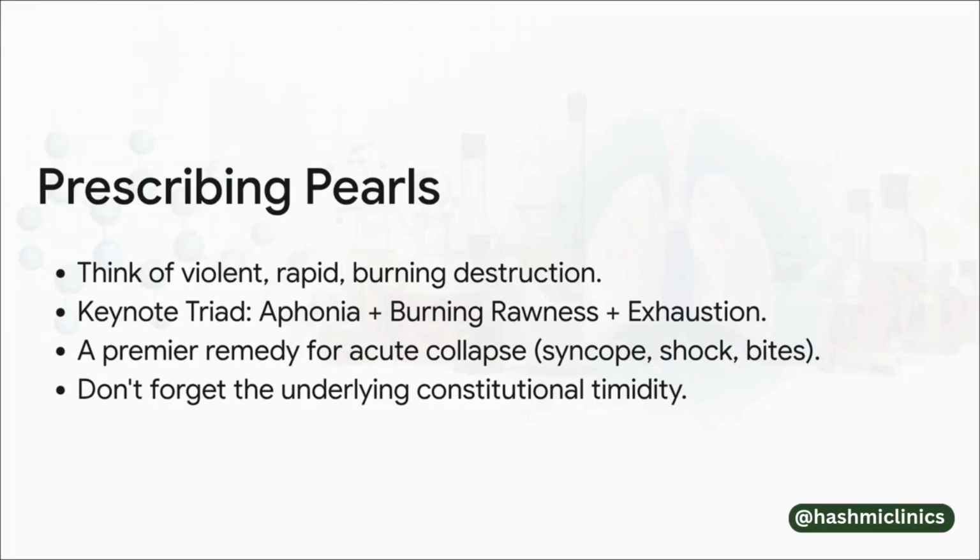So let's wrap it all up with 4 prescribing pearls to take with you. Number 1, always think of violent, rapid, burning destruction. That's its signature. Number 2, memorize this keynote triad. Loss of voice, burning rawness, and total exhaustion. It's gold. Number 3, anytime you have a case of acute collapse, whether it's from fainting, shock, or a bite, this remedy has to be on your short list. And finally, number 4, don't forget the patient behind the crisis. Even in these violent situations, the underlying person might be quite timid and easily startled.